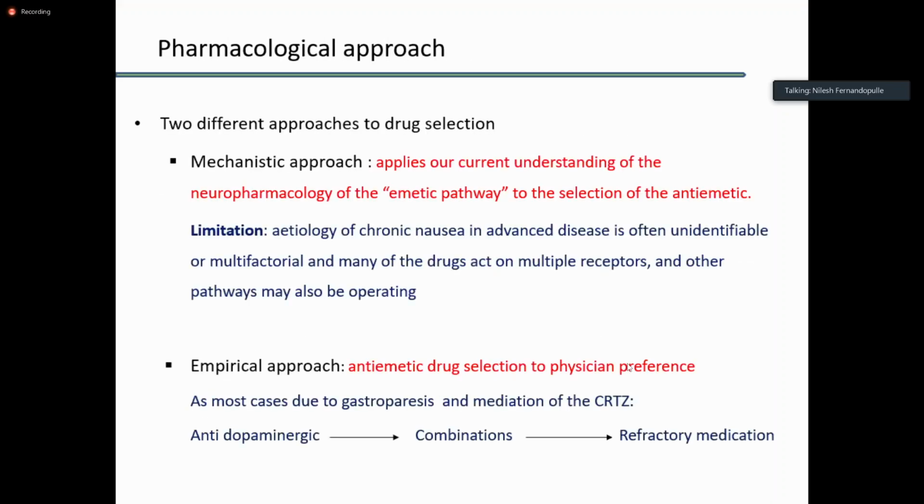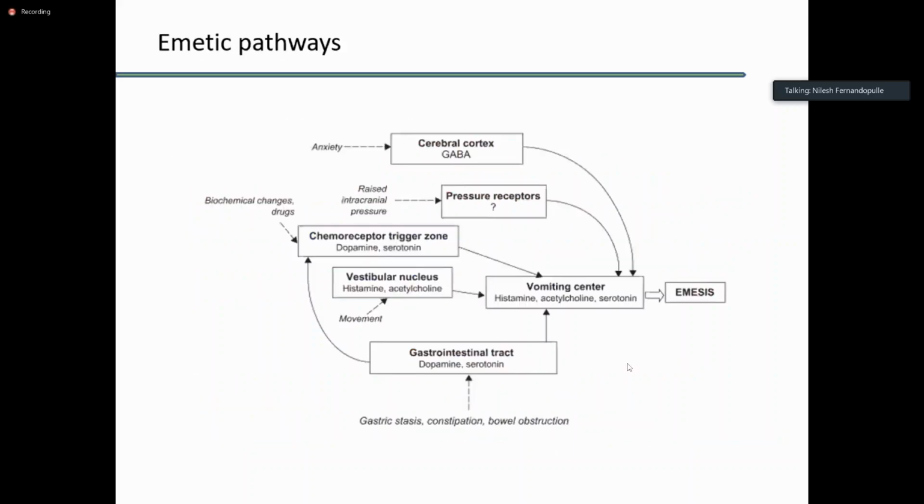When you look at pharmacological management, there are two approaches you can use. Like I told you, you can think of the particular cause and think of the emetic pathways. You would have heard about these: the vomiting center, the cerebral cortex, the vestibular nucleus, the gastrointestinal tract, and the chemoreceptor trigger zone. You can try to figure out where each problem is affecting. If the patient is anxious, it might be affecting the cerebral cortex. If the patient is vomiting due to increased intracranial pressure, it might be the pressure receptors. If the patient is having obstructive symptoms, it might be GI related. So in the GI tract, the problem might be.